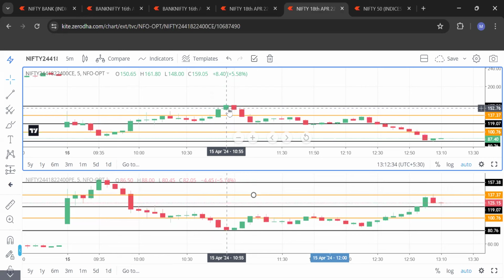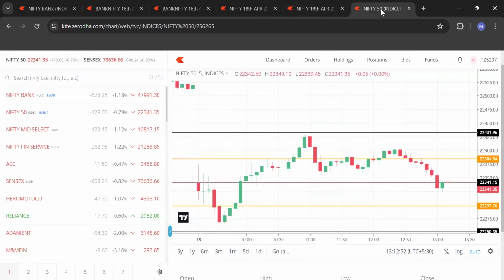Okay. See this. When put touched the North Pole, sorry, when call touched the North Pole, put would touch the South Pole. Just see the synchronized action. That is what I say. Don't accept anyone's claim blindly. So even mine, just put it to the test. Just see the beauty of it. When it reached, the timing is 10:55. What happened at Nifty 10:55? Just see. It was very close to the North Pole.